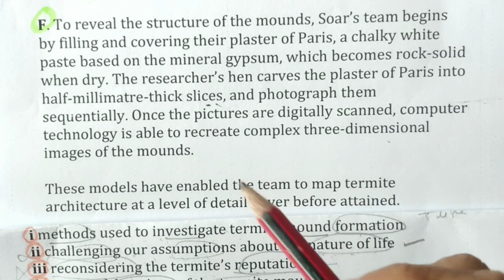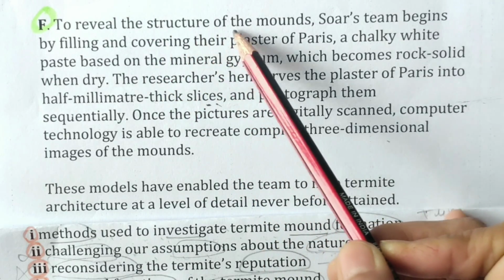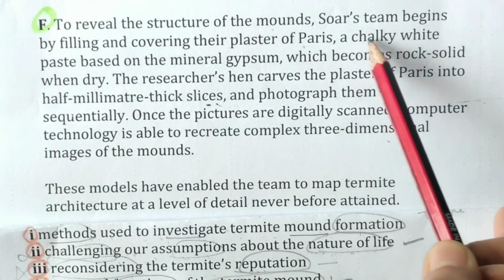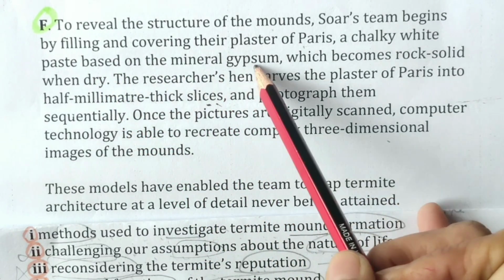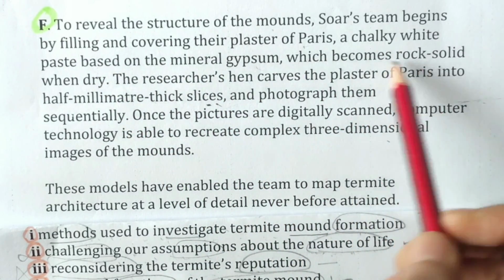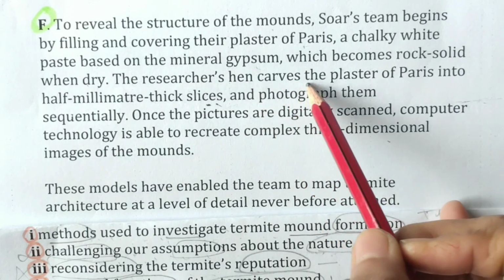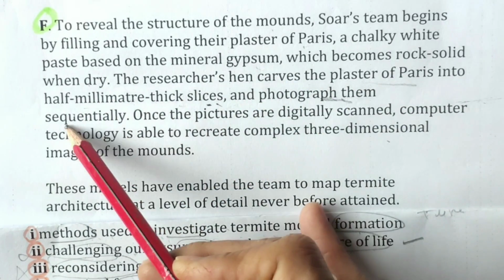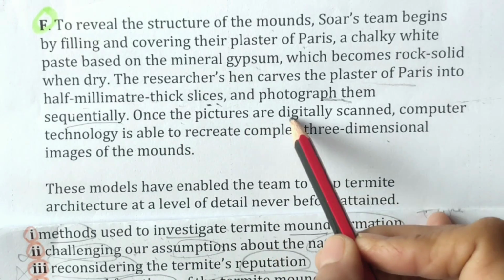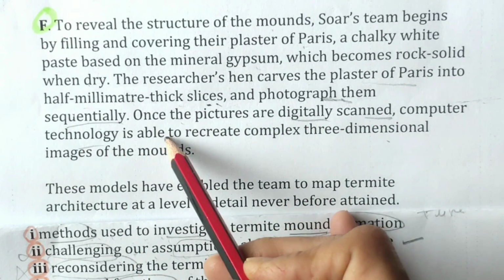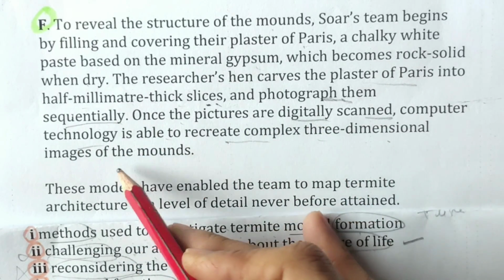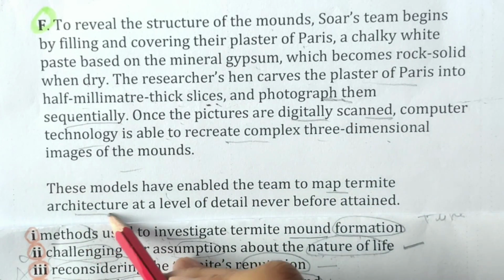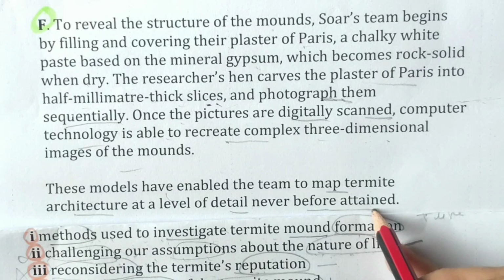Now F number paragraph, you can see, to reveal the structure of mounds, the team begins by filling and covering them in plaster of Paris, a chalky white paste based on the mineral gypsum, which becomes rock solid when dry. The researchers hand carve the plaster of Paris into half millimeter thick slices, photographing them sequentially. Once the pictures are digitally scanned, computer technology is able to recreate complex three-dimensional models. These models have enabled the team to map termite architecture at a level of detail never before attained.